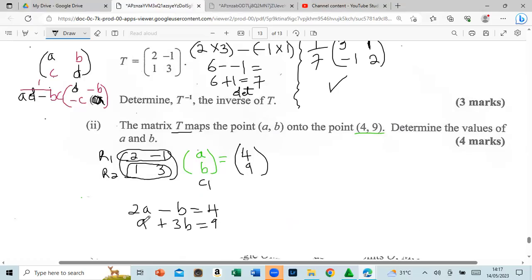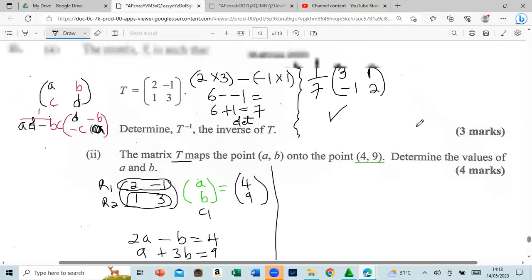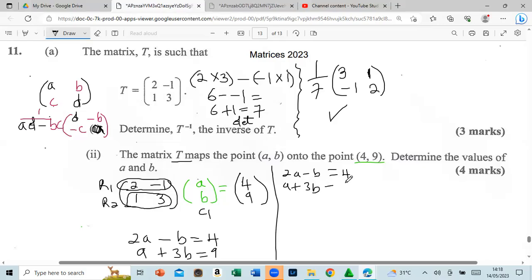So now we're going to solve for this. As you can see, this is a simultaneous equation because we have 2 unknowns. So we're going to do it up here. We have 2a minus b equal to 4. We also have a plus 3b equal to 9. So we're going to multiply this by 3 the irregular way.